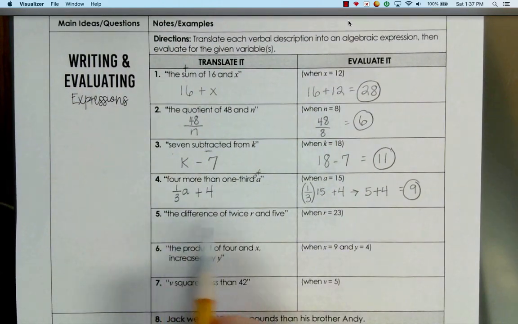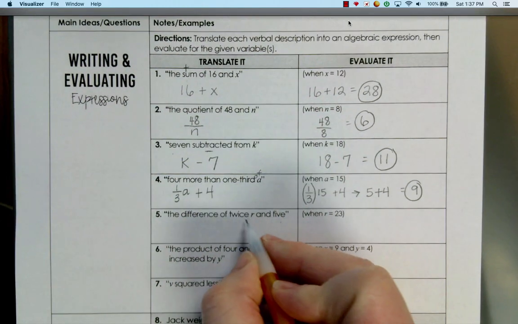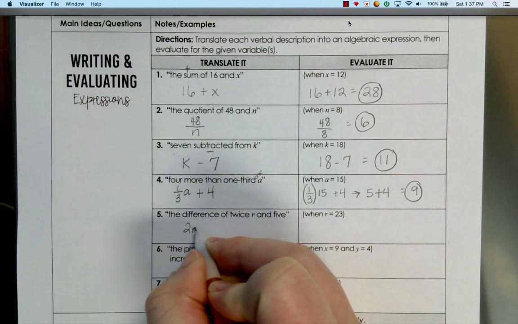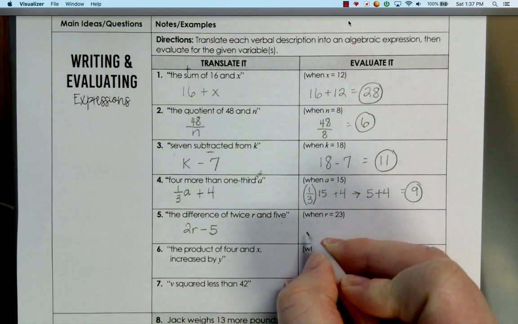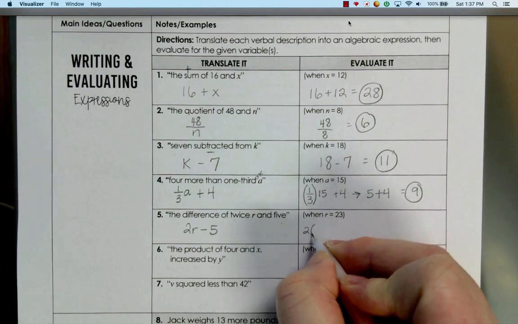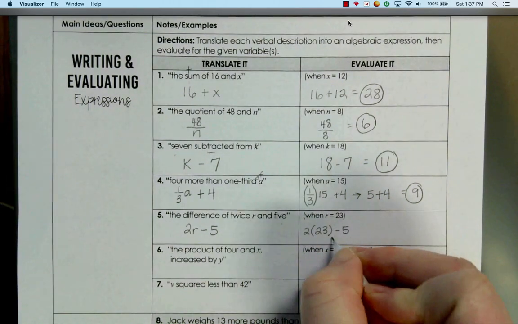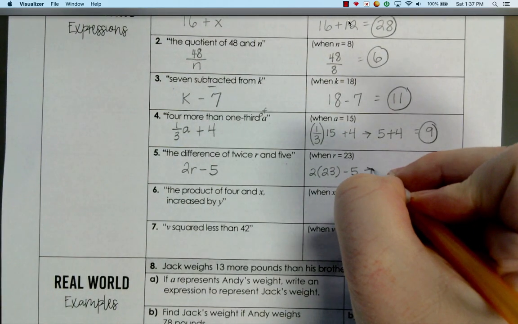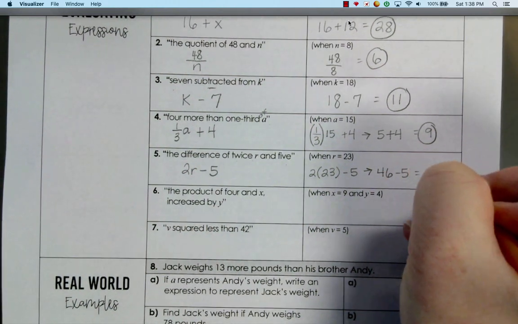The difference of twice r and 5. So difference means subtract, and we're going to do twice r. Remember, twice means times 2. So 2r minus 5. R equals 23. So 2 times 23 minus 5. Remember, I have multiplication and subtraction, and order of operations tells me multiplication is first, so that gives me 46. 46 minus 5, which is 41.